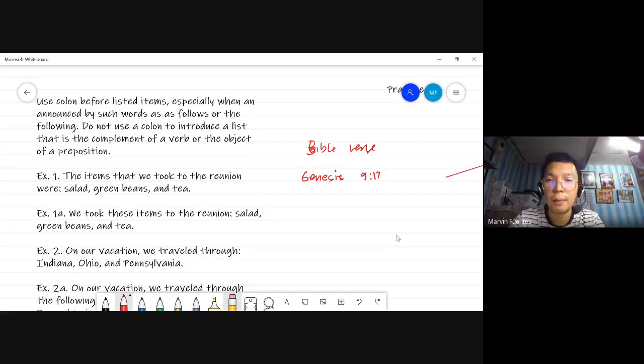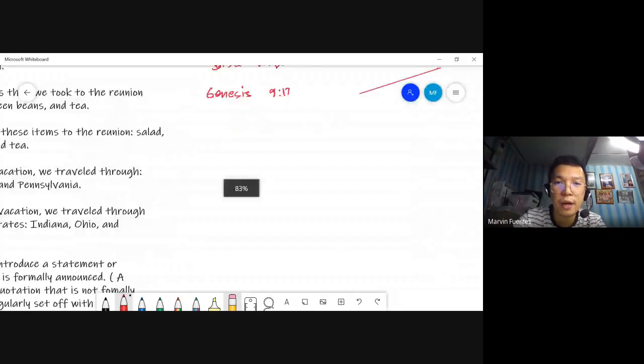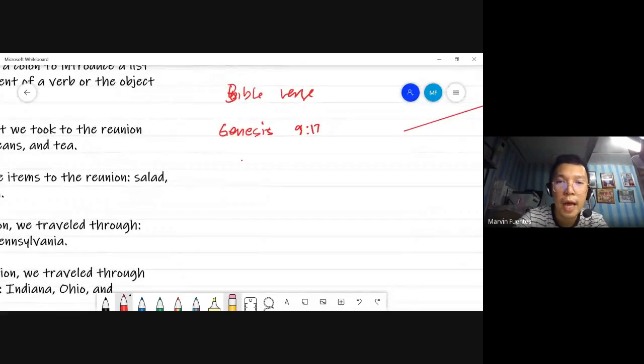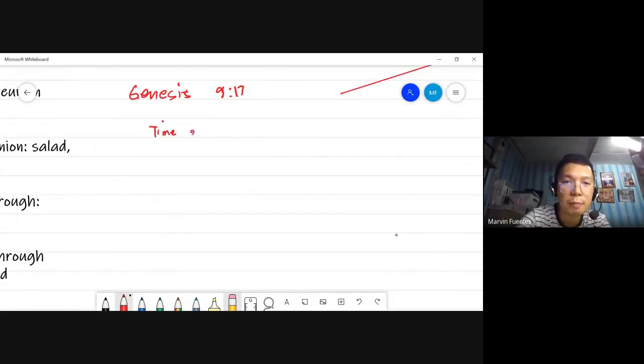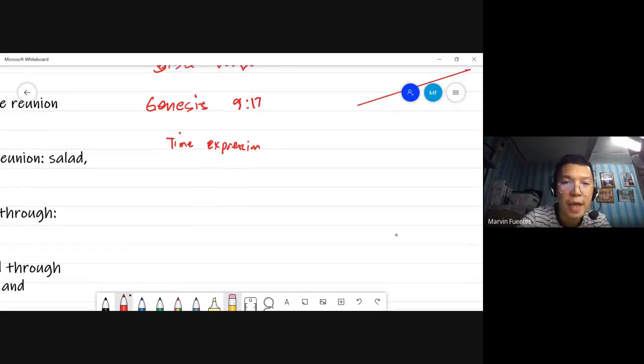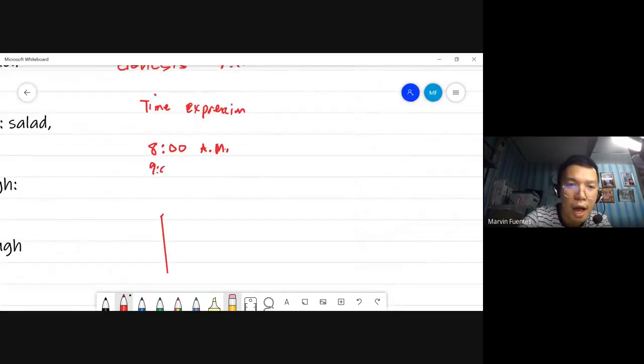And then, of course, in determining the time. The time expression, for example, 8 o'clock a.m.: the numerical figure 8, then colon, and then the abbreviation for after midnight. All right? Same with 9 o'clock, post midnight.